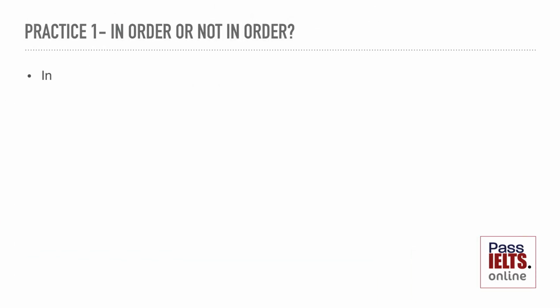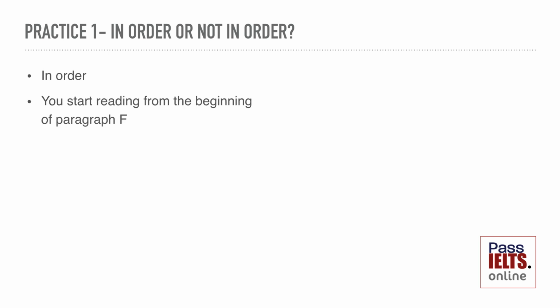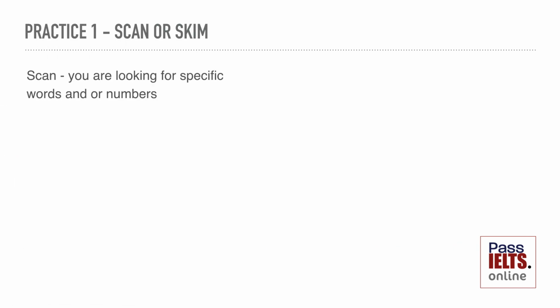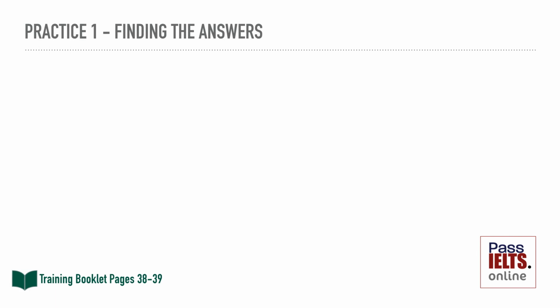The questions are in order, so you can start reading from the beginning of paragraph F. There's no need to read the first part of the passage. You will need to scan for the answers in this question type. You can use the words in the table to help you know what kind of word you're looking for. Now let's start to answer the questions.